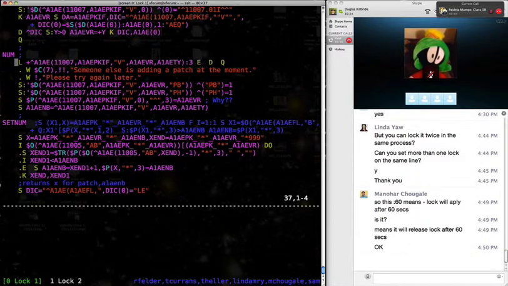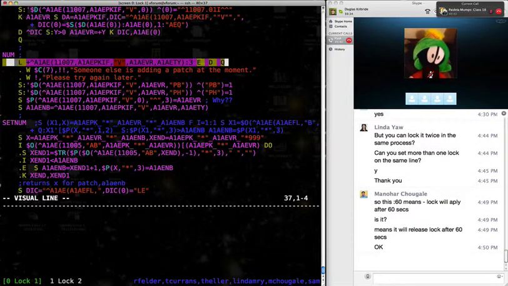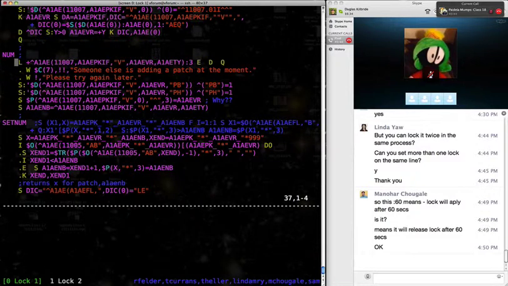Here's an interesting one. I'm going to highlight this so you could see it. This is a lock, and it's for 3 seconds. And notice the else. Do you see that else? So he says, try to get locked for the 3 seconds, and then if this doesn't succeed, else do. And then he writes, someone else is adding a patch at the moment. Please try again later. And then he quits, and you're done. Otherwise, he does all this work.